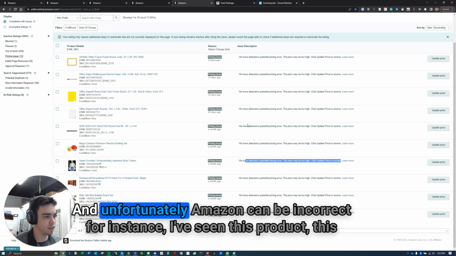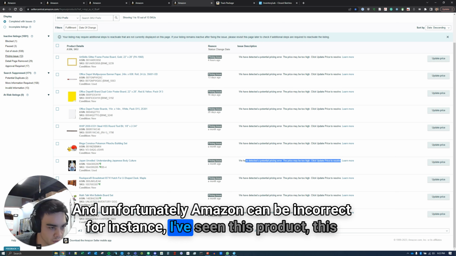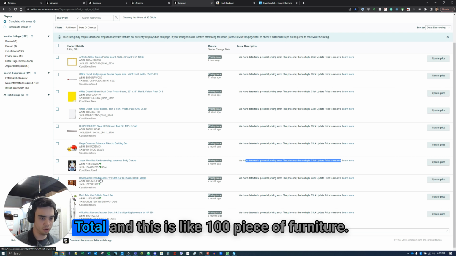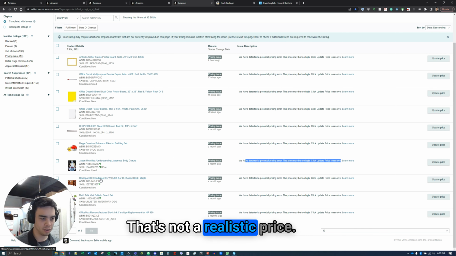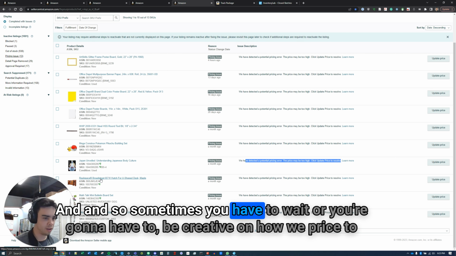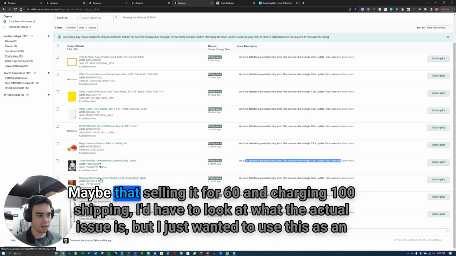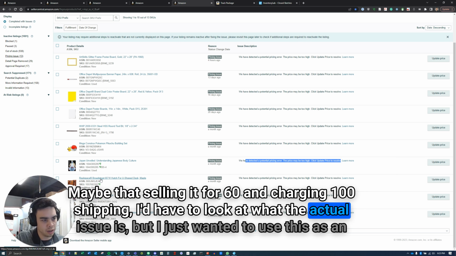And unfortunately, Amazon can be incorrect. For instance, I've seen this product, this hutch, this is a piece of furniture, and they're saying the price should be $60 total. And this is like a 100-pound piece of furniture. That's not a realistic price. And so sometimes you have to wait, or you're going to have to be creative on how you price to get around Amazon's detection system that says this is too expensive for our customers. So what does that look like? Maybe selling it for $60 and charging $100 shipping.